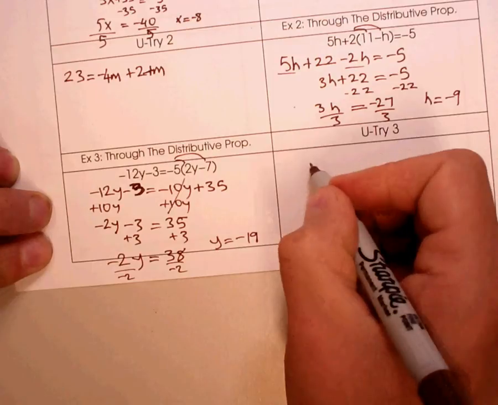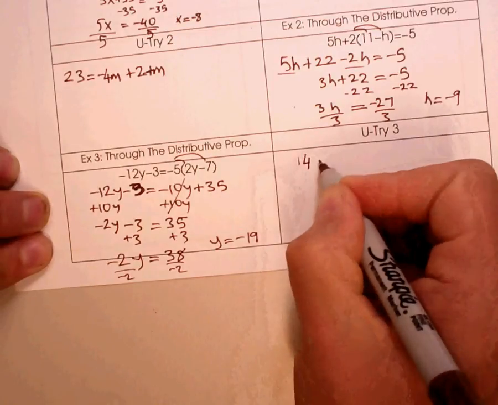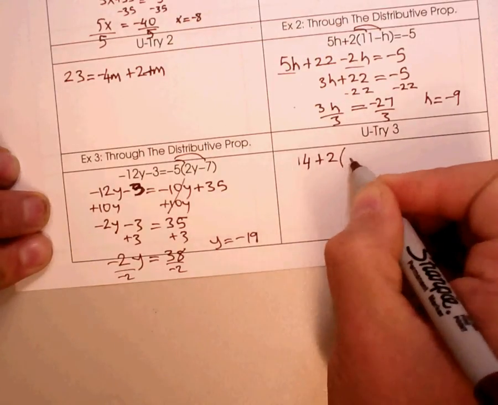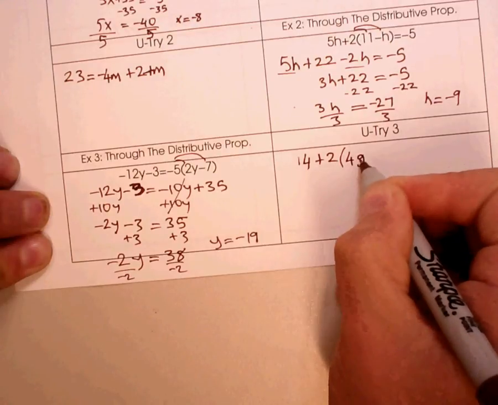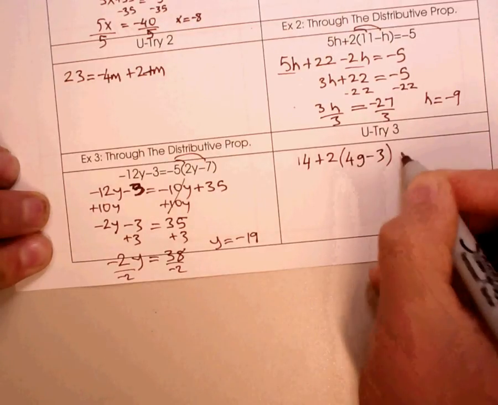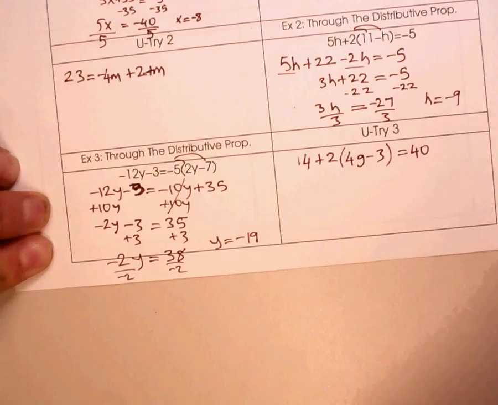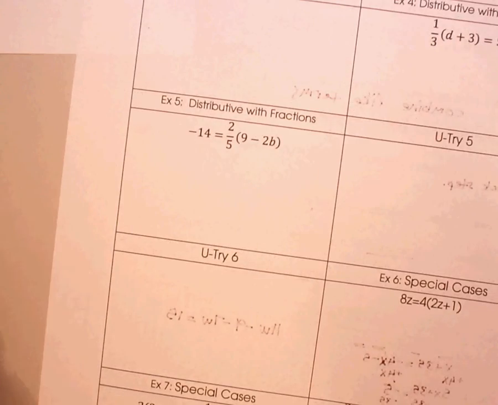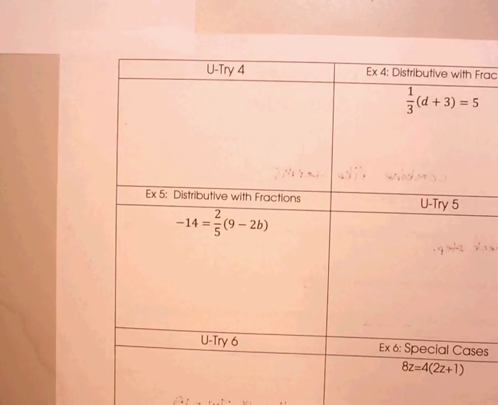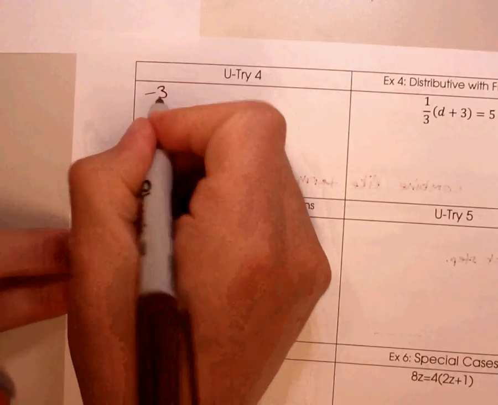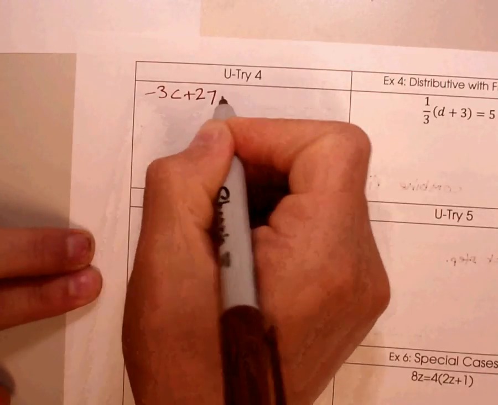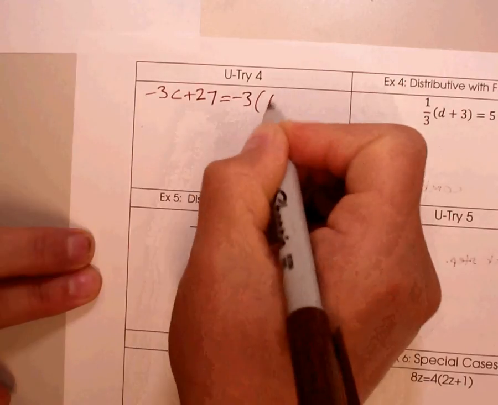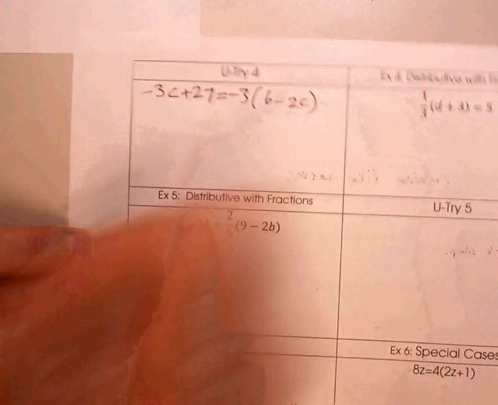Here's your u-try, where you're going to use the distributive property. 14 plus 2 times, parenthesis, 4g minus 3 equals 40. Here's your next u-try. U-try number 4. Negative 3c plus 27 is equal to negative 6 minus 2c. Solve and check your answer.